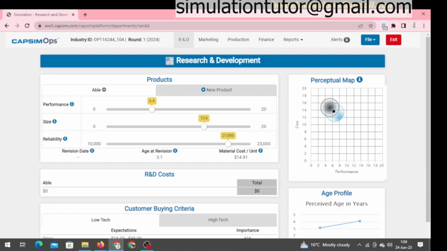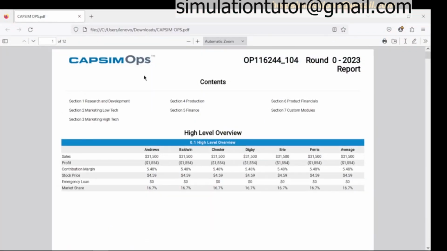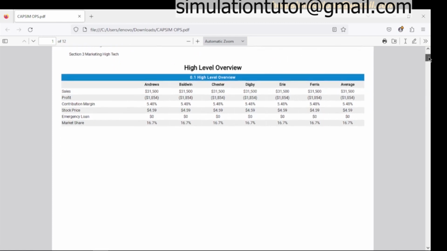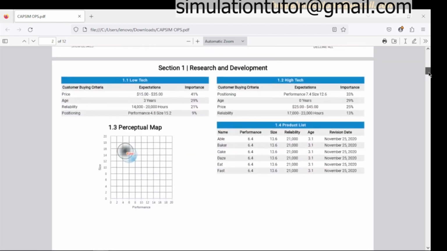The focus of this video is to show you how to make decisions in the Capsim Ops simulation. Let's kickstart our decisions. Before you kickstart your decisions, it's always important for you to download the Capsim Ops report. This is the round zero report, where you can evaluate the different market segments, the high tech and the low tech market segments. You can evaluate the customer buying criteria in this report.